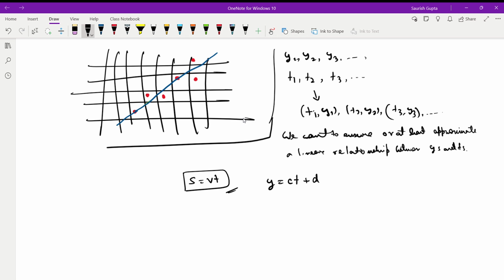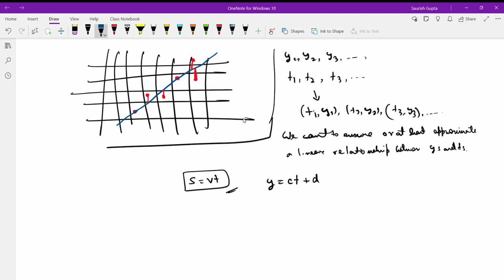But as I said, that's not always possible. So the best is to approximate it out. And how can we approximate it out? Simply, you want to minimize the distance of the points from the line, which are not directly on the line, right? What you try to do is minimize this distance. Okay. And if you minimize this distance, then you can approximate a linear relationship.